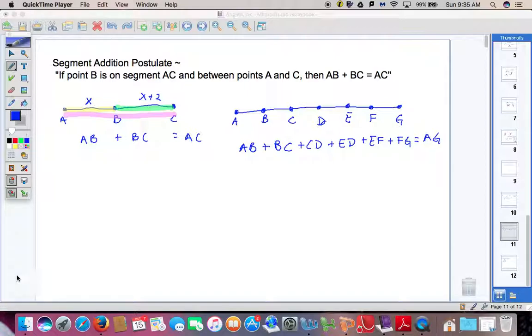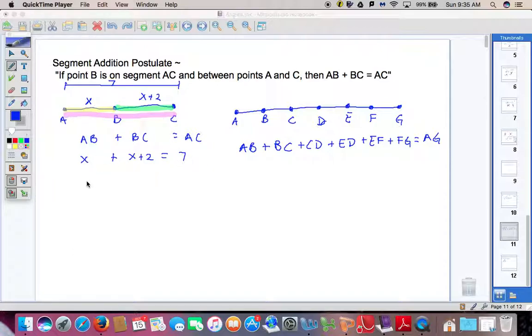Okay. If you have numbers or expressions, I would suggest that you write your equation out and then you fill in what you know. Okay, so if we're told that the distance between A to B is x, and the distance between B to C is x plus 2, and the distance between A to C is 7, then we can simply fill in our expressions. So the distance between A to B is x, and the distance between B to C is x plus 2, and then the distance between A to C would be 7.